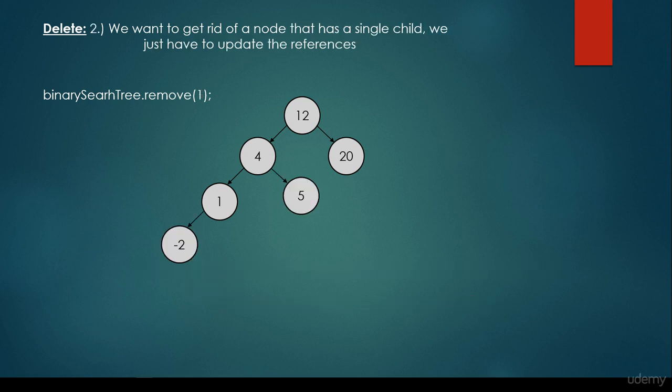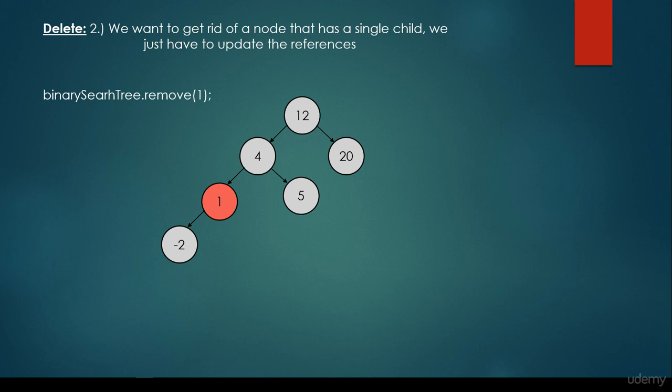Okay, what about the second case? We want to get rid of a node that has a single child. We just have to update the references. So we would like to get rid of the node 1. First we have to look for it. So we go to the left until we bump into the node 1 we would like to get rid of.